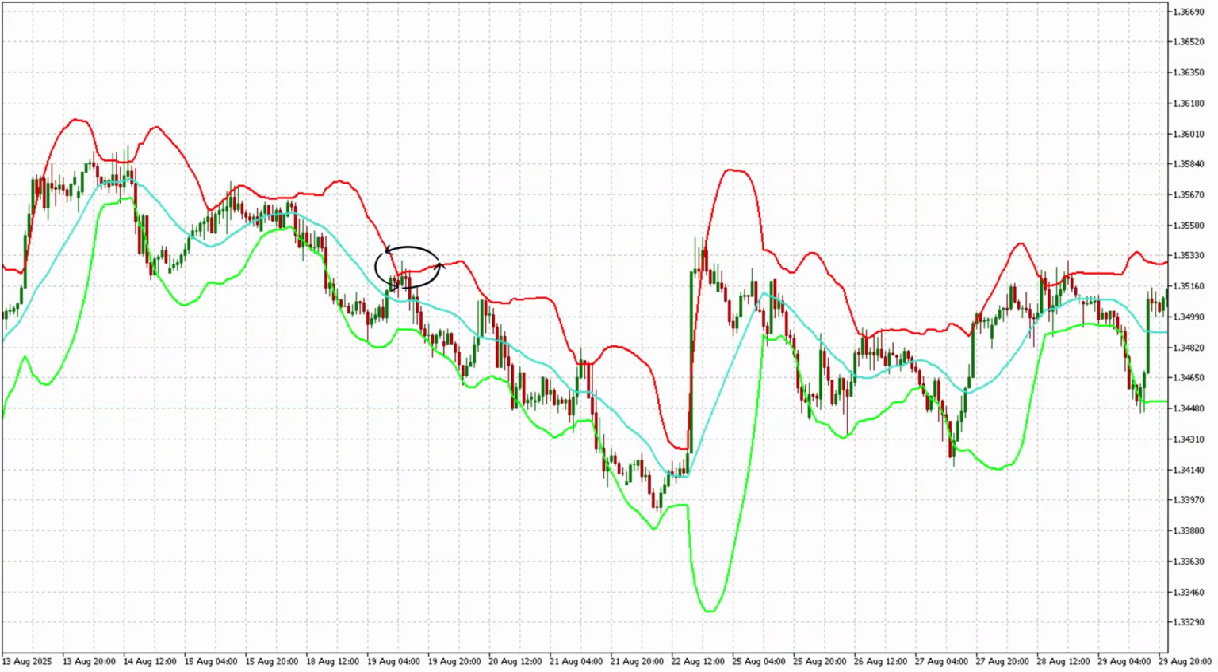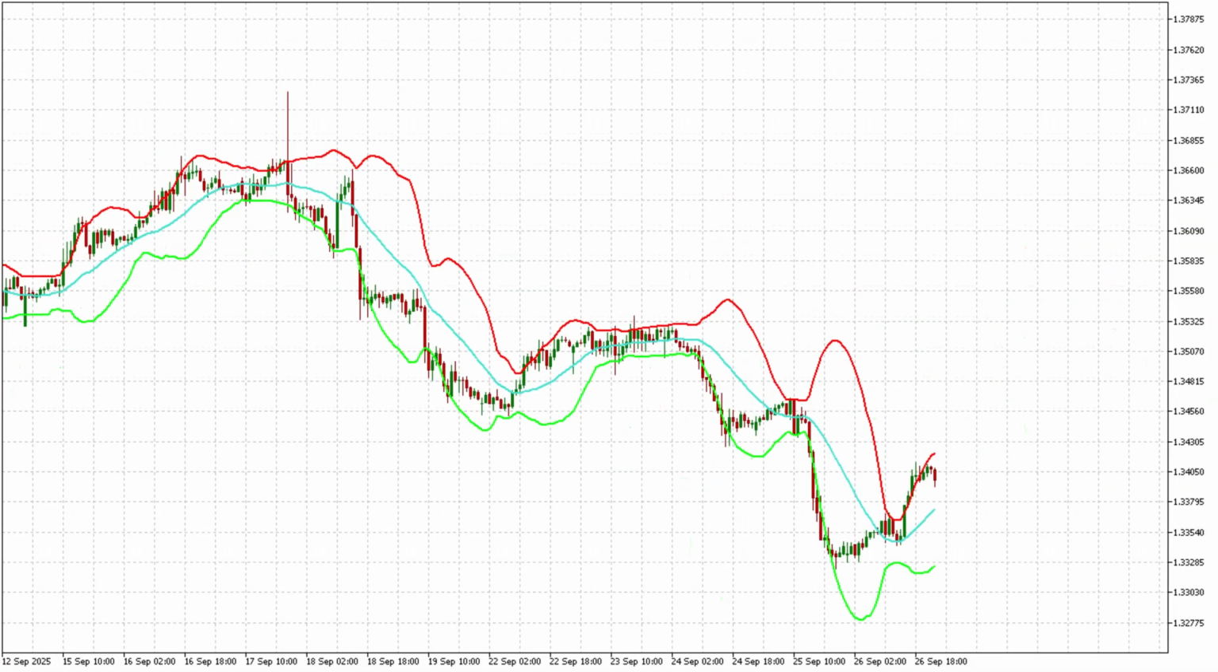Price near the upper band suggests the asset may be overbought, and price has risen quickly and may be due for a correction. However, in a strong uptrend, the price can walk the band, staying near the upper band for extended periods. Price near the lower band suggests the asset may be oversold. Price has fallen quickly and may be due for a bounce. Conversely, in a strong downtrend, the price can walk the band, staying near the lower band.